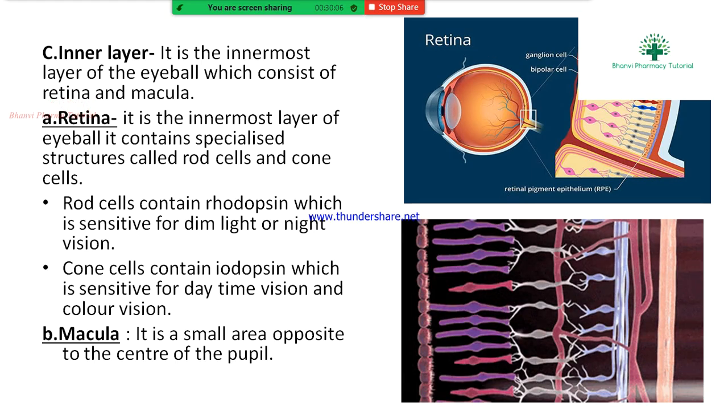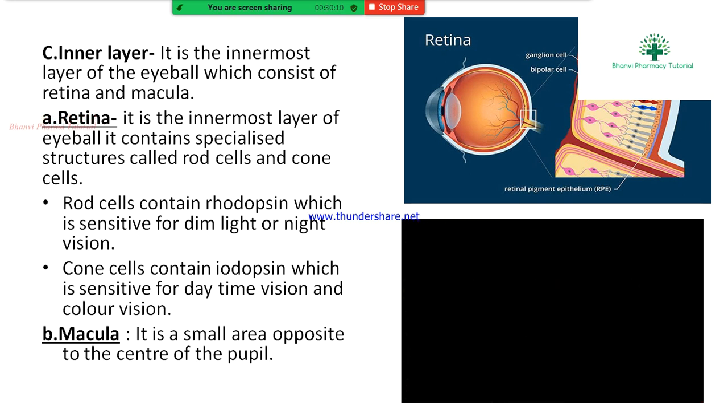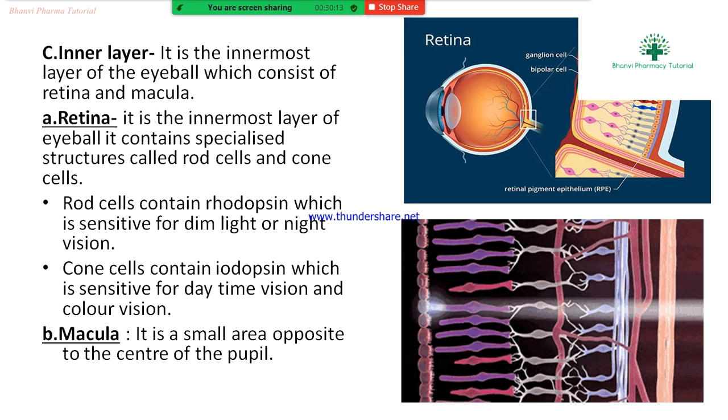Next, macula. Macula is the smallest area opposite to the center of the pupil. There is also a macula in another sensory organ, the ear.